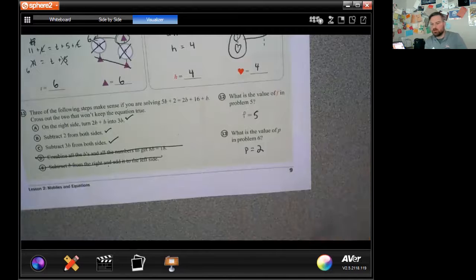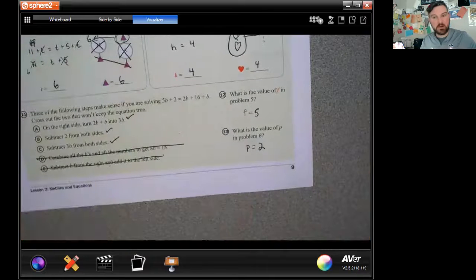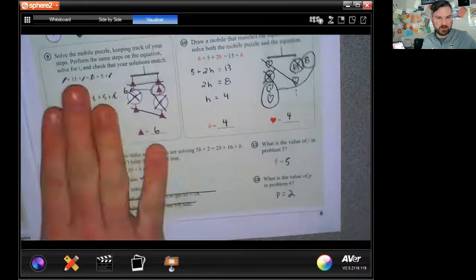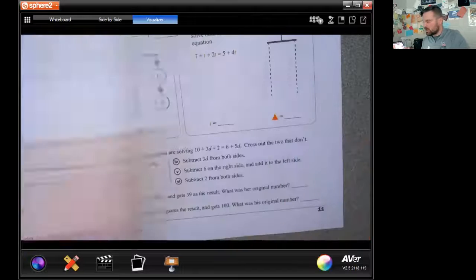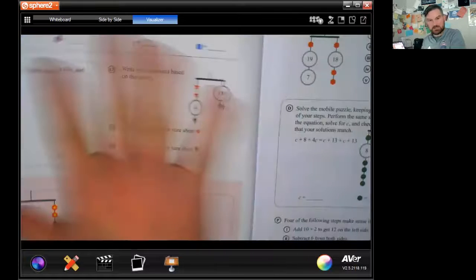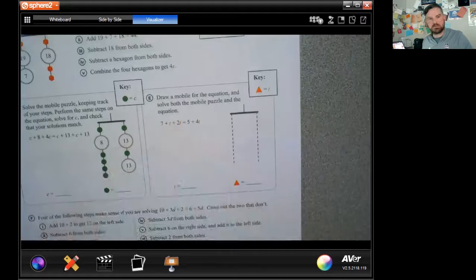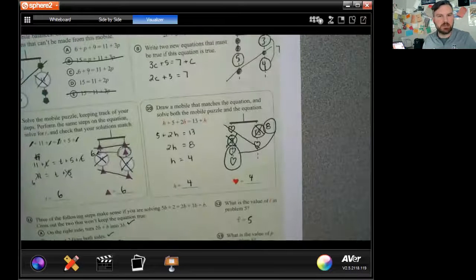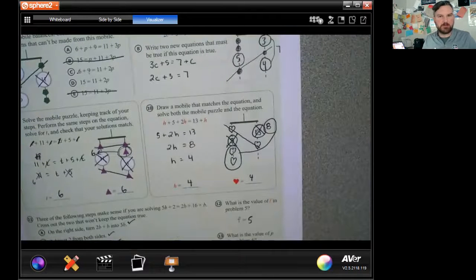Okay. So that is all that we have for this first part of the lesson. Okay, mobiles versus equations. They are the exact same thing. So you can actually use a mobile to help you solve an equation. The next lesson, we're going to go through page 10 and kind of some of the harder stuff, but you can definitely go ahead and get started on page 11 so that you're ready for the quiz when it comes out.